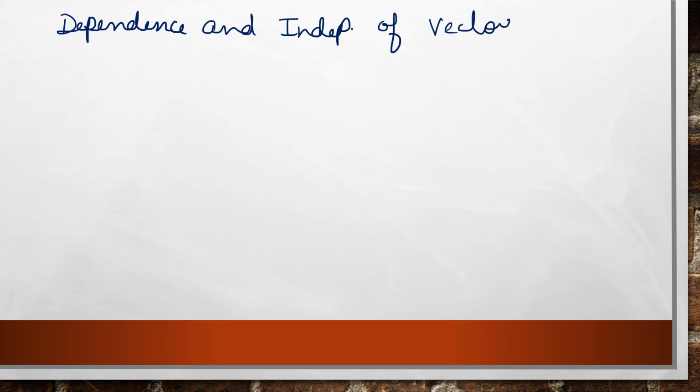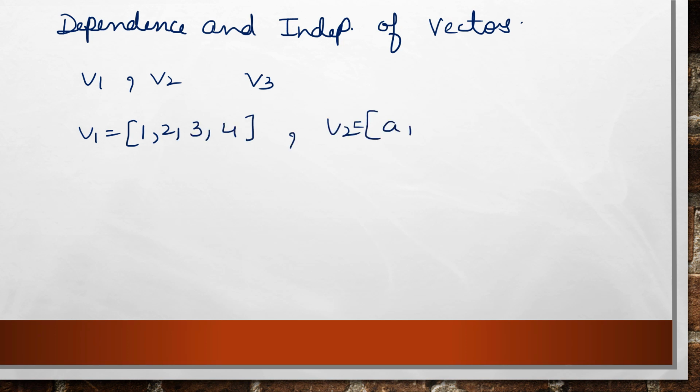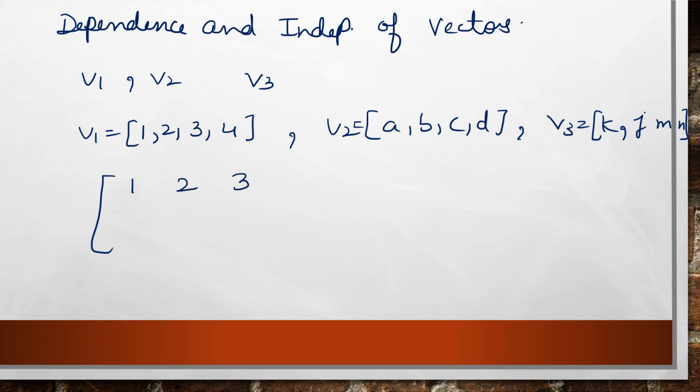So next topic is dependence and independence of vectors. Okay, so what is the short trick? The short trick is they'll provide you some vectors v1, v2, v3. Let's say v1 is 1 2 3 4, and v2 is a b c d, and v3 is, let's say, k j m n. Okay, what do you need to do? Just generate one matrix from these vectors.